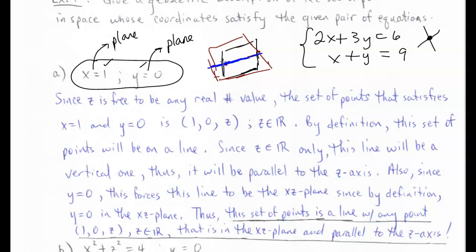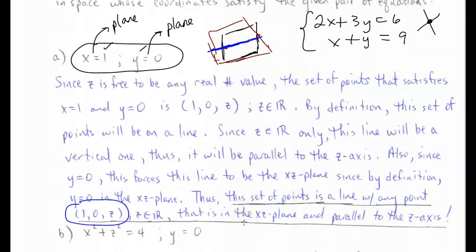Now, I'm going to move over to the graphs of the fundamental planes that we had, so that we can actually see how I end up getting the answer here, that this is going to be the set of all points on a line with any point (1, 0, z), such that z is a real number. And that is to say that it's going to be in the xz plane and parallel to the z-axis. All right, so let's move on over to that.